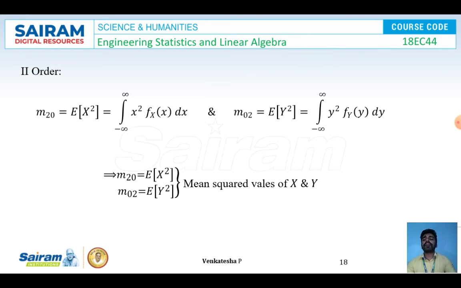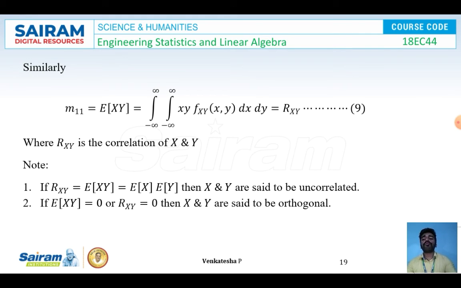The second order is given by replacing n equal to 2 and k equal to 2. It is given by expectation of x squared, which is equal to integration from minus infinity to plus infinity of x squared f_X(x) dx, and m02 is equal to expectation of y squared, which is equal to integration from minus infinity to plus infinity of y squared f_Y(y) dy. So this is nothing but the mean square of x comma y.